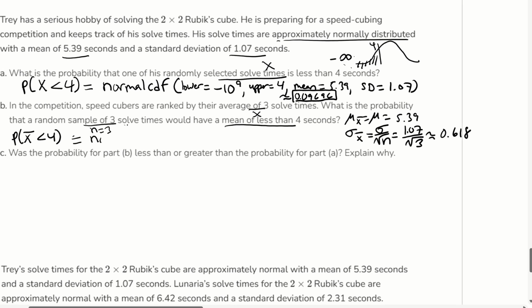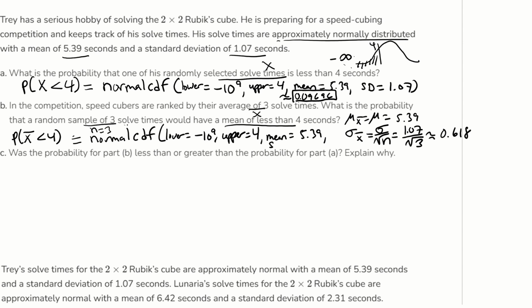Okay, so we got normal CDF. We want it to be less than 4. So again, it's similar. The lower is negative 10 to the 9th. Upper is 4 still. The mean is 5.39, and the standard deviation is 0.618. And we'll just put the answer here. We do that, and we get approximately 0.0122, around there.